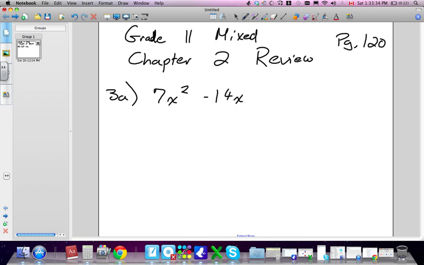So what we're going to do instead is we're going to assume we don't have any of the answer, and they just want us to factor. Whenever you're factoring, always look for the GCF first. Have they taught you this? The greatest common factor.